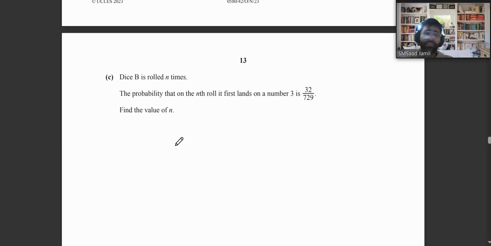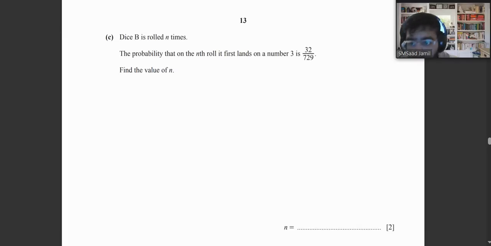Oh, why are these questions not ending? Dice B is rolled n times. The probability that on the nth roll it first lands on the number 3 is 32 upon 729. Find the value of n.